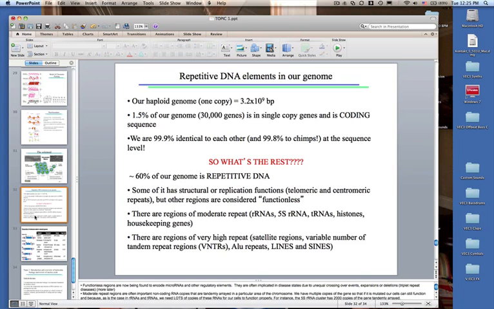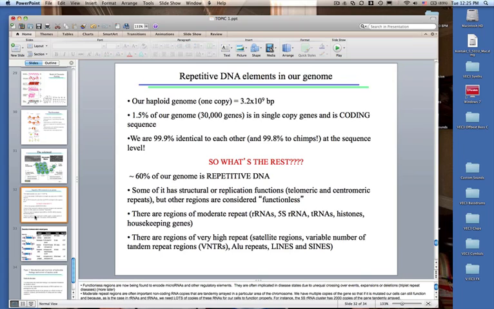Sometimes it's structural, right? So we talked about telomeric regions and centromeric regions. Those are actually repetitive sequences, okay? They're, if you will, satellite regions. And we'll talk more about that in a second. But telomeres absolutely have a function of protecting the ends of our chromosomes. Centromeres, as we talked about, absolutely have a function.